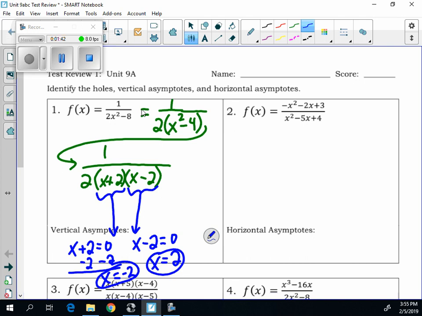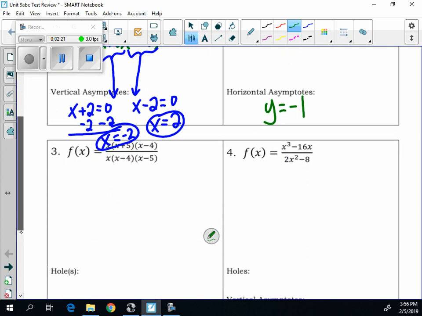Number 2, horizontal asymptotes. This is based off the biggest exponent. The biggest exponent of the numerator is 2. The biggest exponent of the denominator is 2. They're matching. When they match, you look at the coefficients in front. The coefficient of the numerator is negative 1. The coefficient of the denominator's biggest exponent term is 1. So our horizontal asymptote is negative 1 over 1, which simplifies to y equals negative 1. Y equals is a horizontal line. In review, for when the numerator's exponent is smaller than the denominator's and when it's bigger, review those in your 9A, 9B notes.